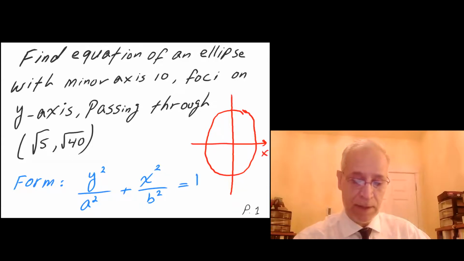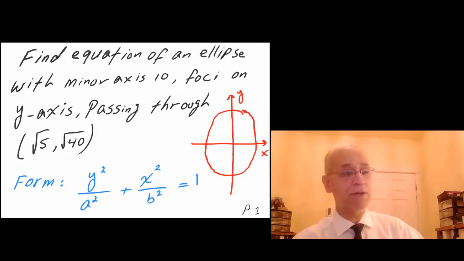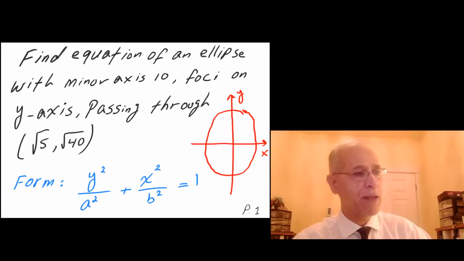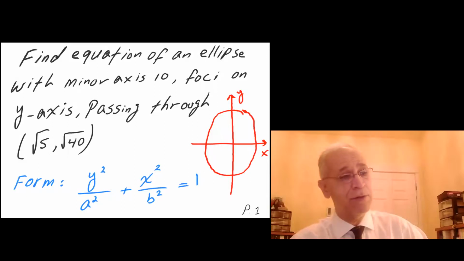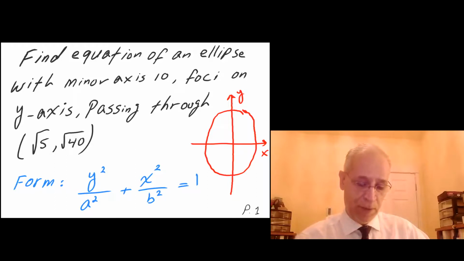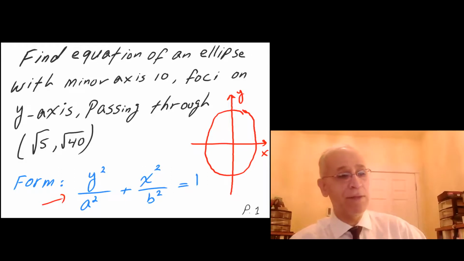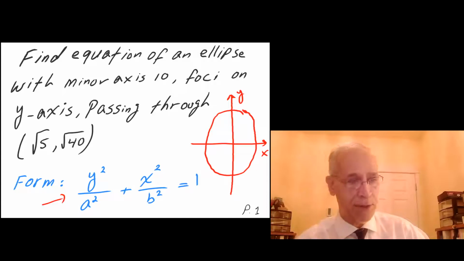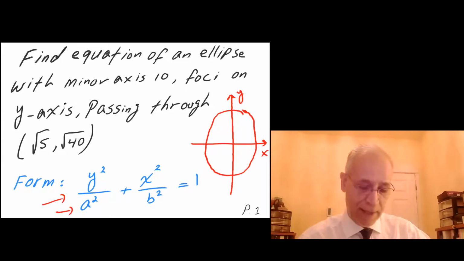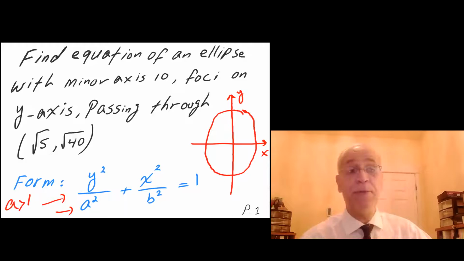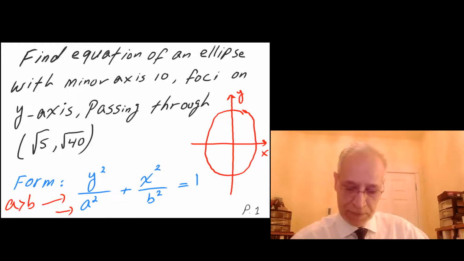So here's x, and this is the general shape of an ellipse whose foci are located on the y-axis. It's almost always easier for me to write down the form first. Here I'm putting y in front: y squared over a squared plus x squared over b squared equals 1, because I have to remind myself that a has to be greater than b. That's the key.